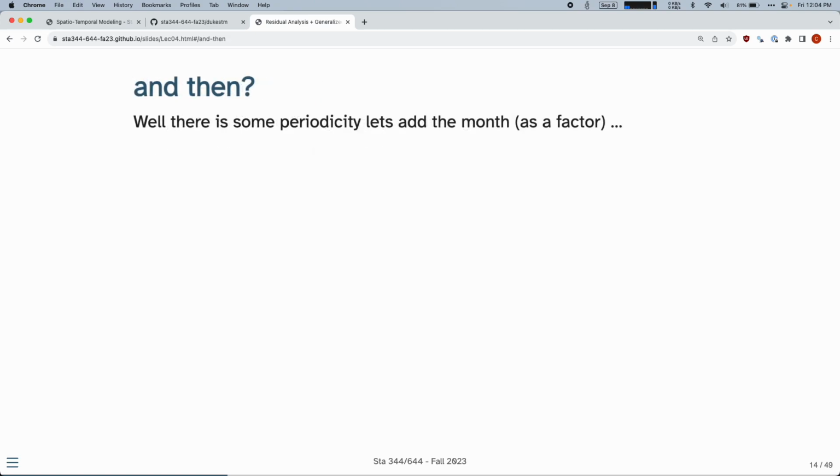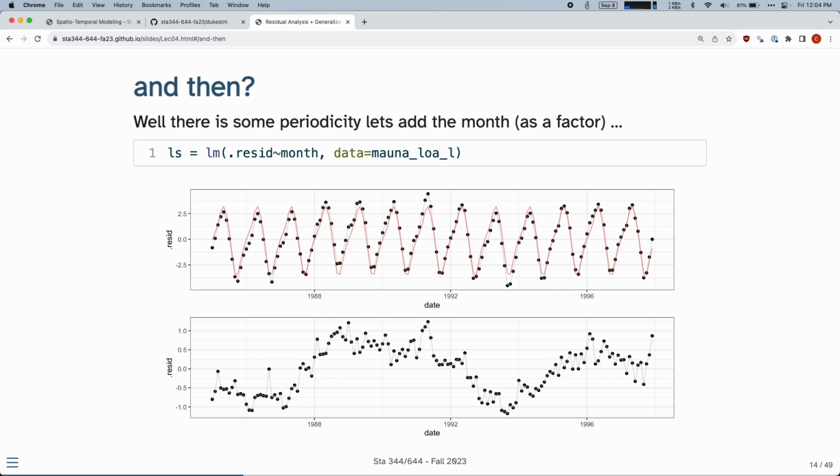So, some periodicity, let's add month as a factor. Again, I'm taking the residuals from the previous model and fitting them out. And that does pretty good. It doesn't get a nice smooth curve, but it does a pretty good job of capturing the major trend.